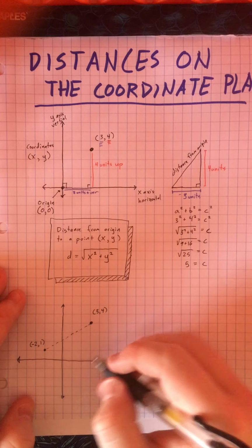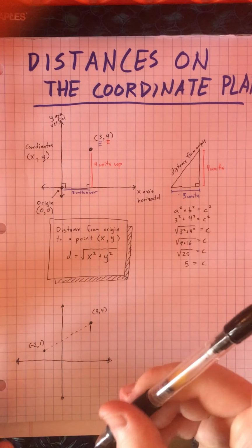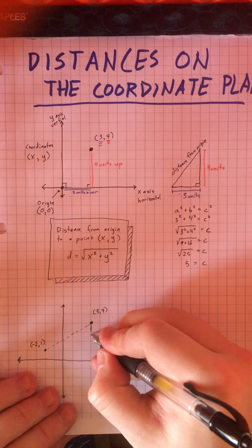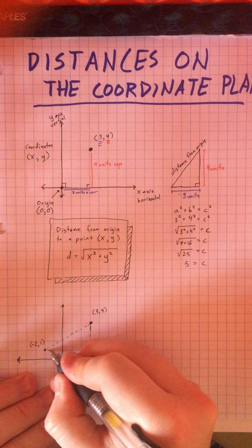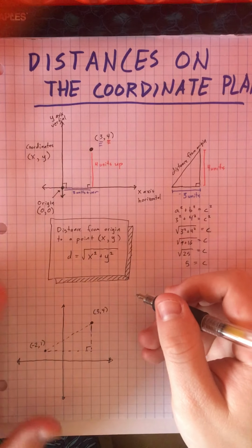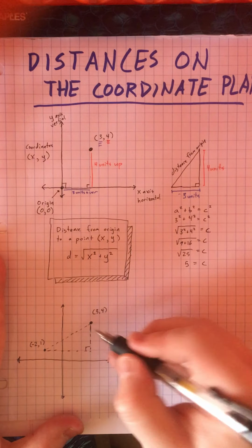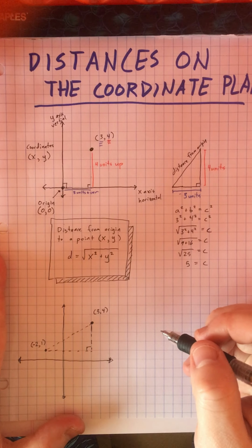Well, if you're super sneaky, you might have seen, hey, we still have a right triangle in play here. It just doesn't happen to go through the origin. We just need to know what are the lengths of these two sides, and we can figure out what the length of this hypotenuse would be.